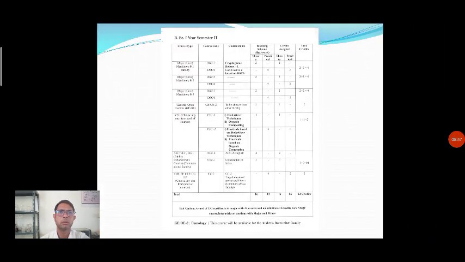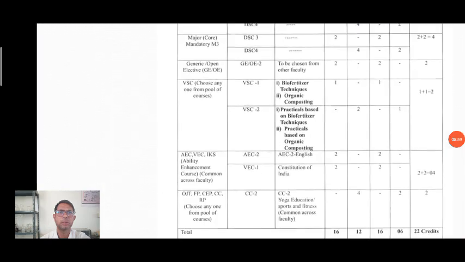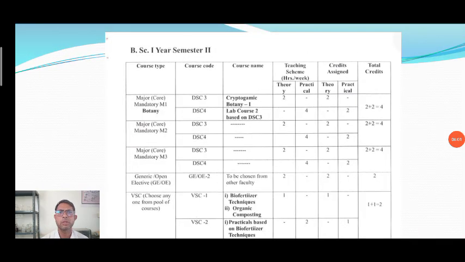So here this is nothing but the second semester, and in this second semester again the major core course, the major mandatory subject, is there, that we call M1. And this M1 includes cryptogamic botany. This is the compulsory subject, and this compulsory subject, cryptogamic botany, has 1 lab course, and in total it has 4 credits.